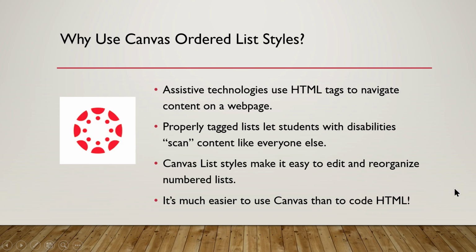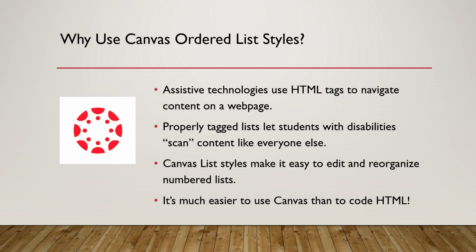Why not do that? Well, that causes problems for students who use assistive technologies such as screen readers or text readers. Those technologies rely on the underlying HTML code to navigate content on a web page. Properly tagged lists let students with disabilities scan the content like everyone else, and they make it easy for these students to recognize numbered lists.